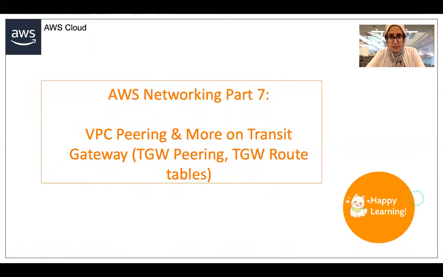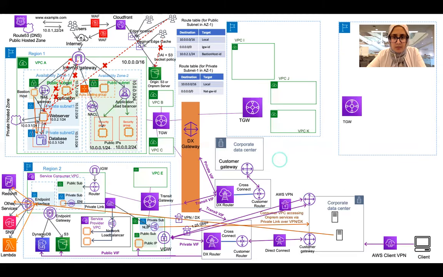My next part is going to be, again, VPC peering and a bit more on the transit gateway, which includes transit gateway peering and then transit gateway route tables. So transit gateway is a huge topic. We're covering just the basics of it in here, but I hope it can make sense. So this is where we left off in the previous part.